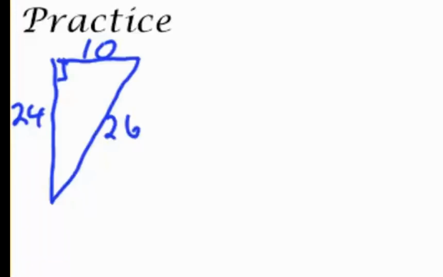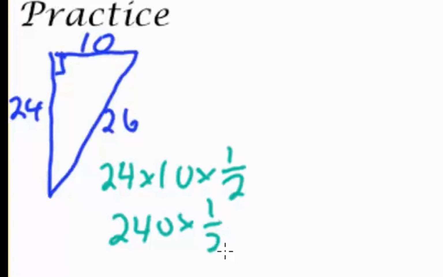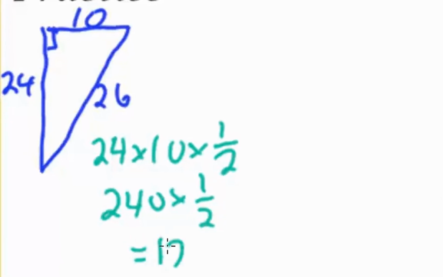My first practice problem gives me a right-angled triangle with sides 10, 24, and 26. Again, even though I know all three sides, I only need the 10 and the 24. So 10 times 24 times 1/2, which is another way to write our formula. 24 times 10 will give me 240, times 1/2 will give me a final answer, an area of 120.